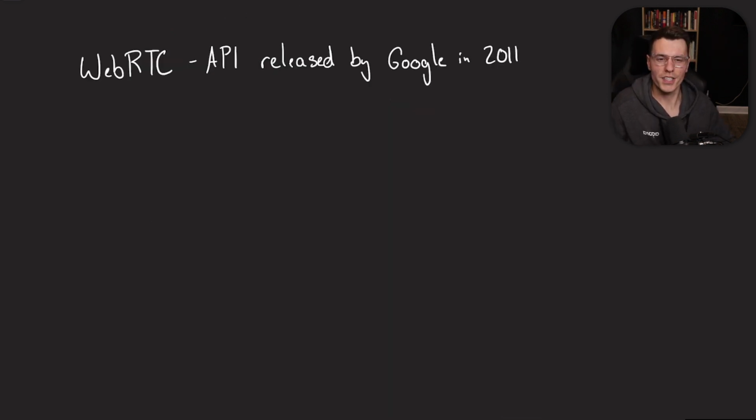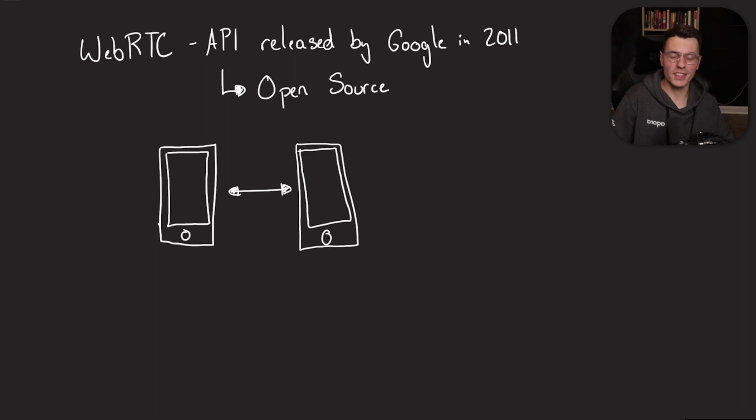So WebRTC is actually an API that was released by Google in 2011. The nice thing is they released it as an open source project, so anybody can go and contribute to it and kind of figure out any potential leaks or errors that could happen using WebRTC. So now that we know that WebRTC is faster and more efficient, why would we not use it for everything?